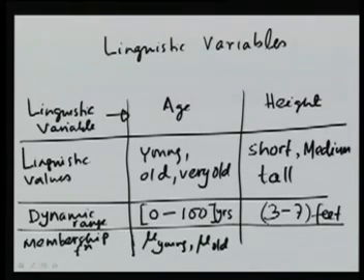Similarly, for height also we can define mu short, the membership function, and mu tall and so forth. As many linguistic values as there are, given a crisp value for age or for height, we get that many membership functions. For each linguistic value, we get a specific membership function.